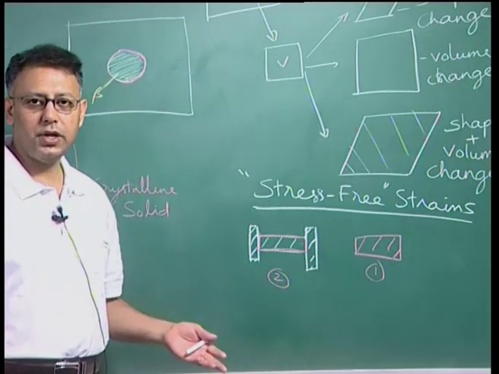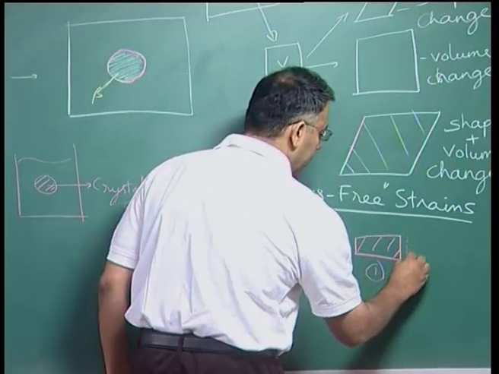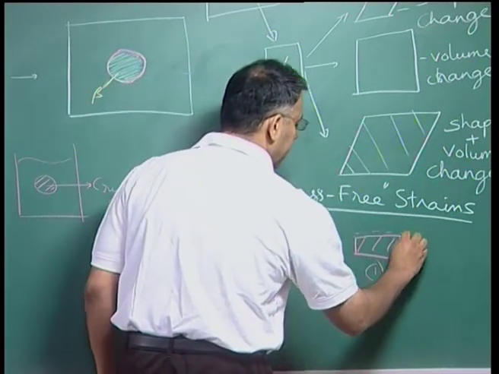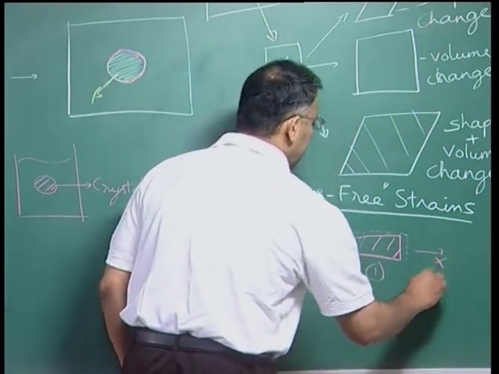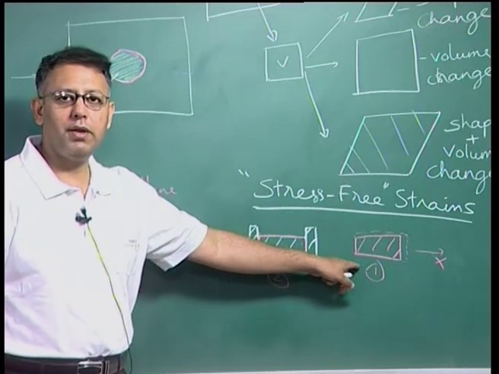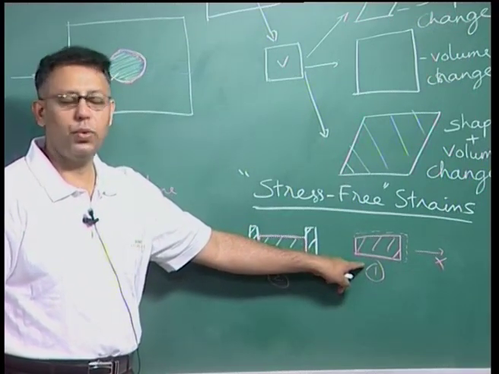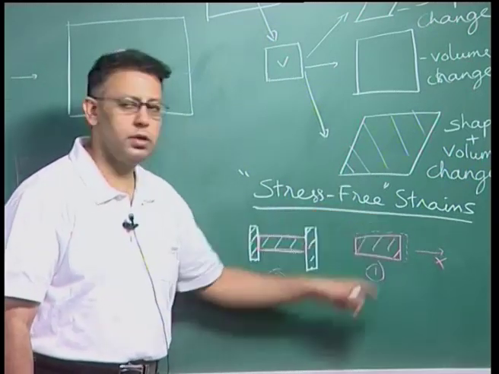But in the expanded state there will be strains, that means the body would have become longer. Schematically I am showing it this way, and of course it would have increased in volume as well. So this body would be expanded. Suppose I am interested in this direction, x direction, so it would have become longer in the x direction, but there will be no stresses in the material. That means there are strains, but there are no stresses. So this is what we call stress free strains.